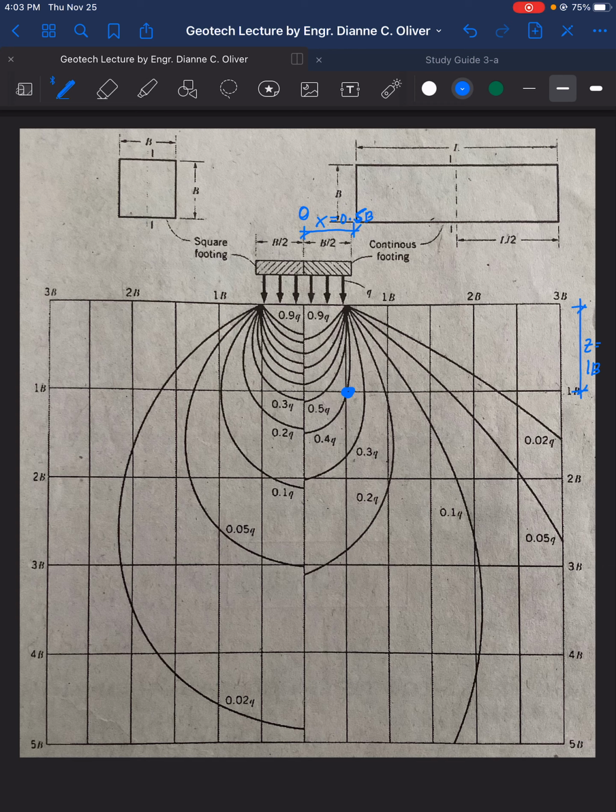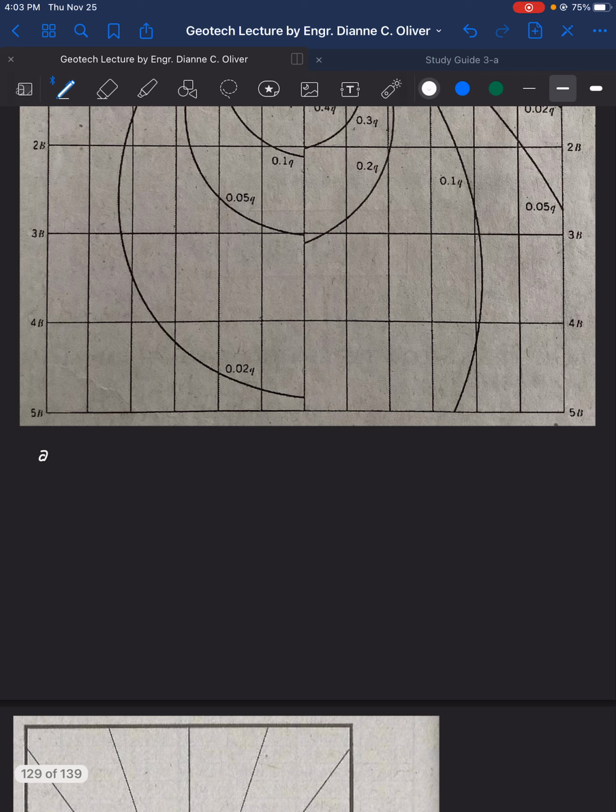And what is this curve? If this is 0.02 Q, this is 0.05 Q, 0.1 Q, 0.2 Q, this is 0.3 Q. Therefore, this curve here is for 0.4 Q. So we found that at point B, delta P is equal to 0.4 Q, 0.4 times 120, which is equal to 48 kilopascal.